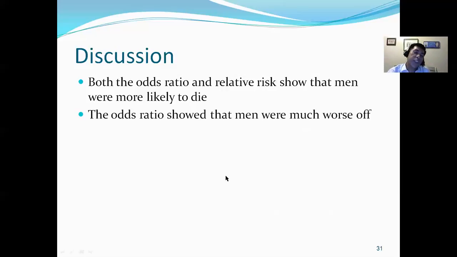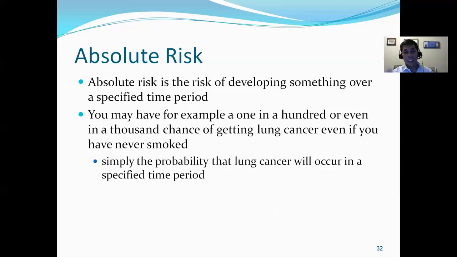All right, so tan-awon na nato ang discussion. Both the odds ratio and relative risk show that men were more likely to die. The odds ratio showed that men were much worse off. But katunaning sa mga examples, which we don't need to look at.